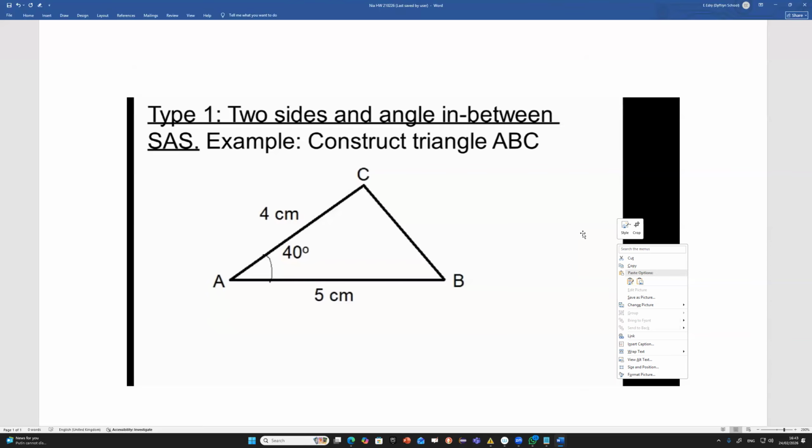This one's one of the ruler and compass ones. Obviously, I've only got to go to 4. And then I can join that C to B. So that's quite straightforward, I think.